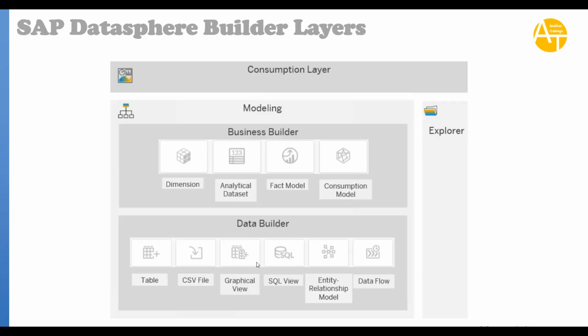We talked about all these layers. You can see in the data builder layer we have different options like table, upload, graphical view, SQL view, entity relation, data flow. And in the business layer we have dimension, analytic dataset, fact model, and consumption model.